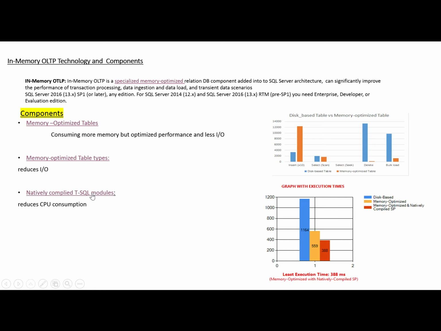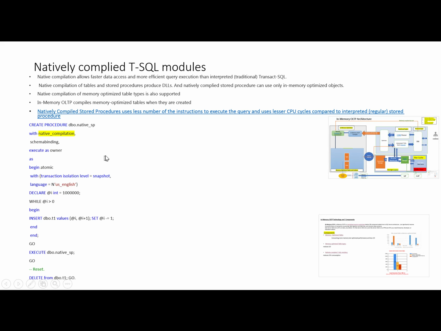And there is the third component of the memory optimized technology, which is the natively compiled T-SQL module. A natively compiled stored procedure uses fewer instructions to execute the query and uses fewer CPU cycles. Of course, when there are fewer instructions to execute, there will be fewer CPU cycles compared to regular stored procedures.